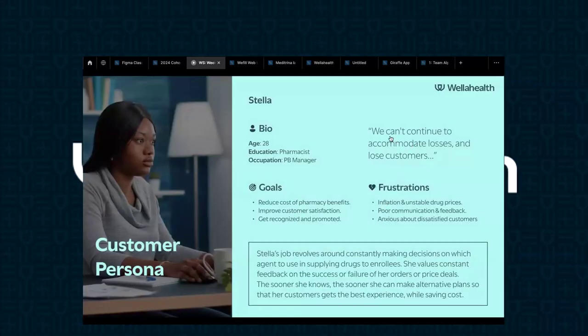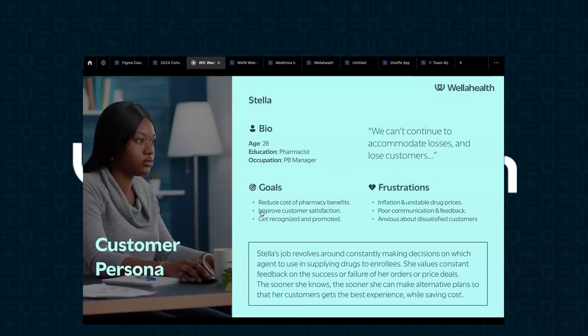All right, so you can see the quote Stella has in her head, right? We can't continue to accommodate losses and lose customers. Now, Stella is an employee in an HMO, a health maintenance organization. So they've given her a target that we cannot continue to accommodate losses and lose customers. So her goal is to reduce the cost of pharmacy benefits because it's part of her KPI, our key performance indicators in our job.